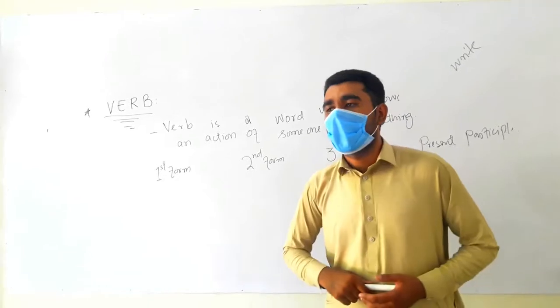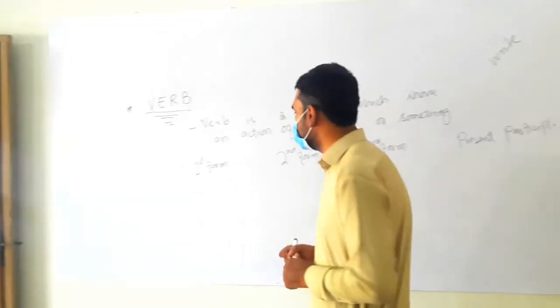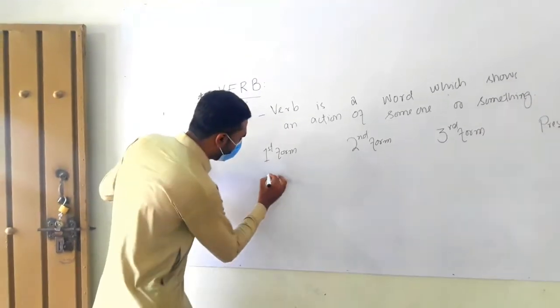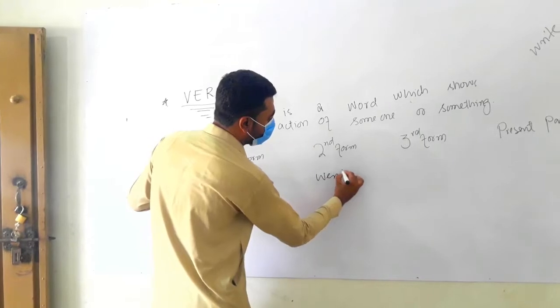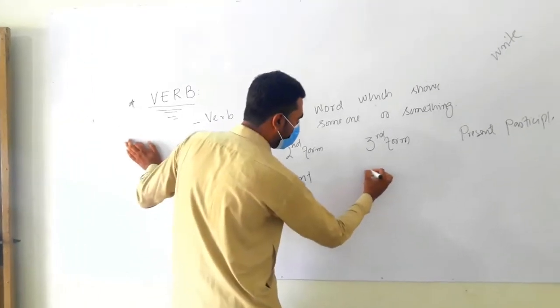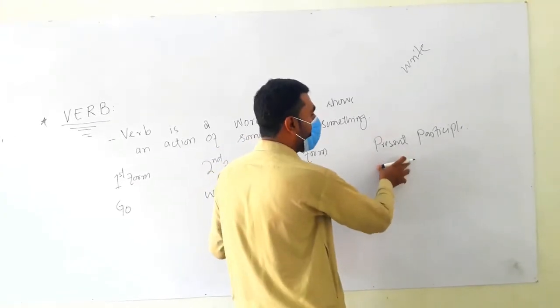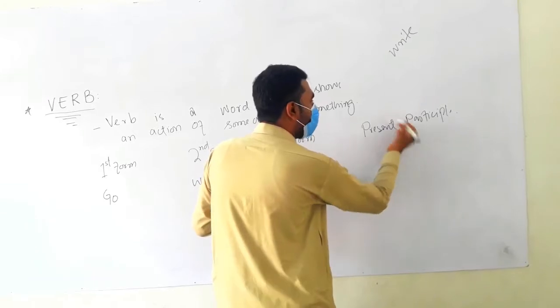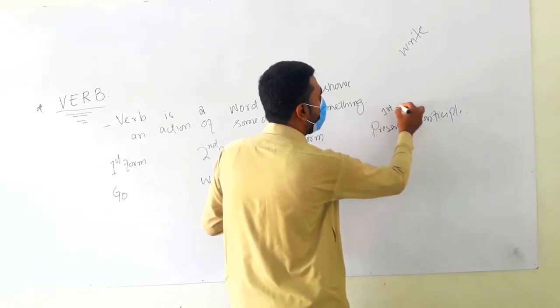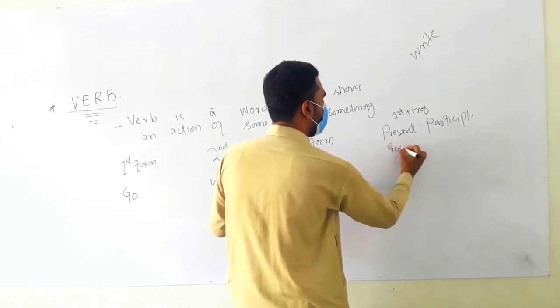Then we have three forms of verb. So the first form of verb is, for example, go. Second would be went. Third would be gone. Fourth we call it present participle form of verb. Only with the first form of verb, ing would be put. For example, going.